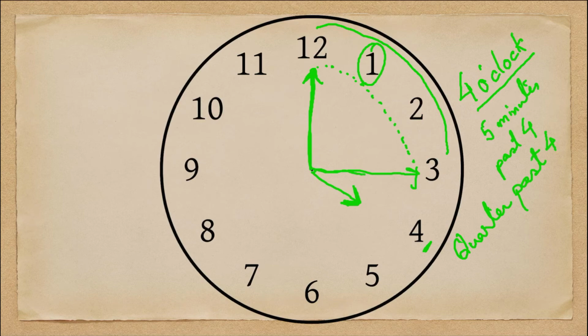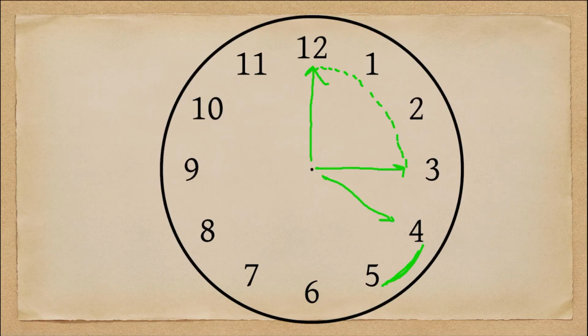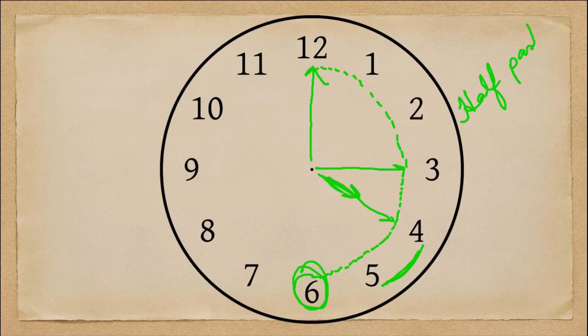Now as this minute hand moves, this hour hand will also move a little. Now it will be between 4 and 5. As the minute hand moves, the hour hand will also move. So here it comes and it reaches 6. Here it has crossed the half mark of the clock. So now the time will be half past 4. That means 4:30.